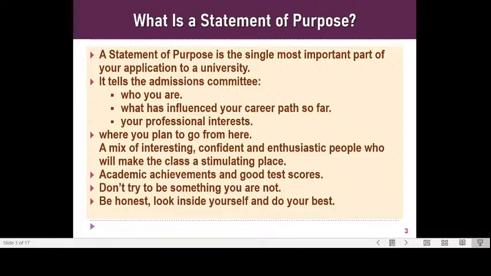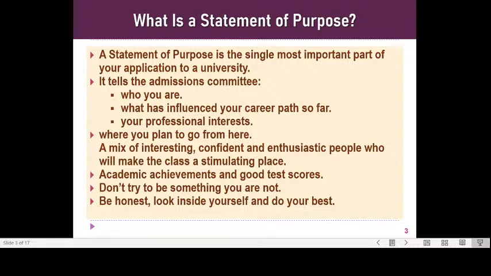When you apply to a foreign university, part of your application is submitting a statement of purpose. And a statement of purpose is the most important part of your application to a university. Why? Because it tells the admissions committee who you are, what has influenced your career path so far, your professional interests, where you plan to go from here.